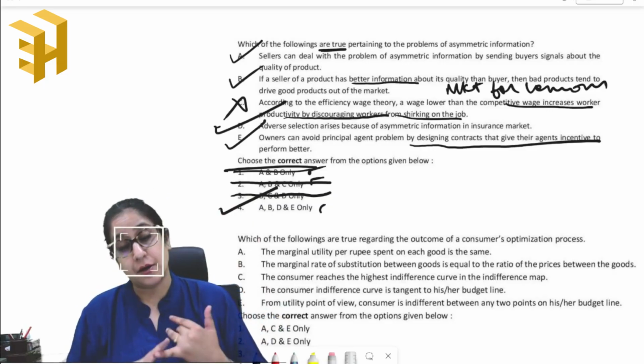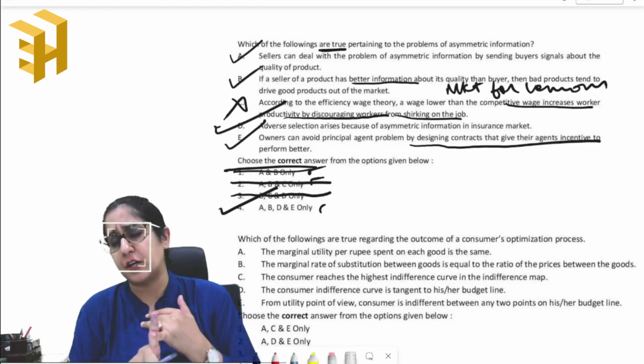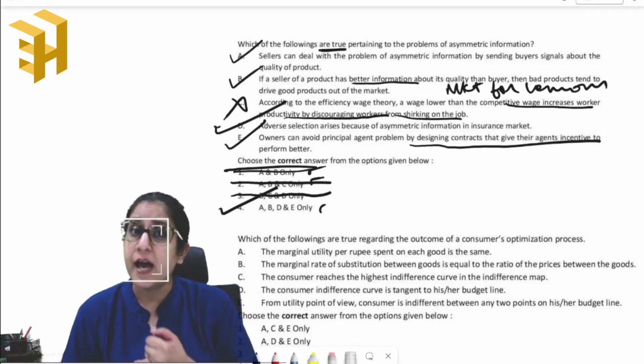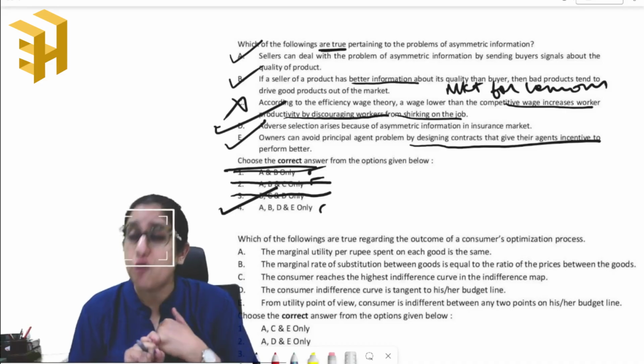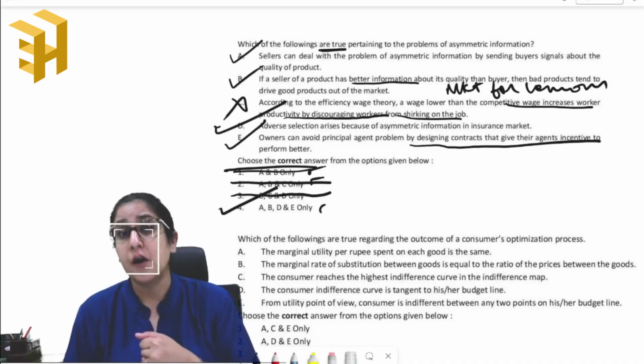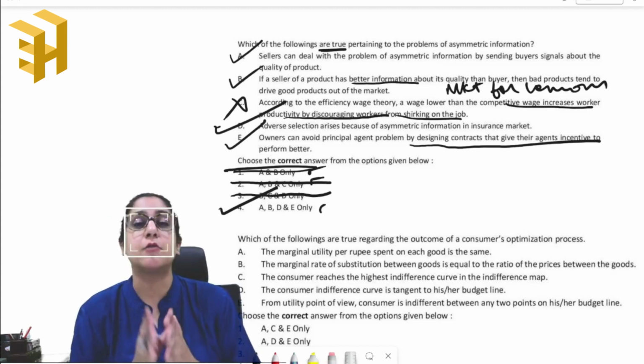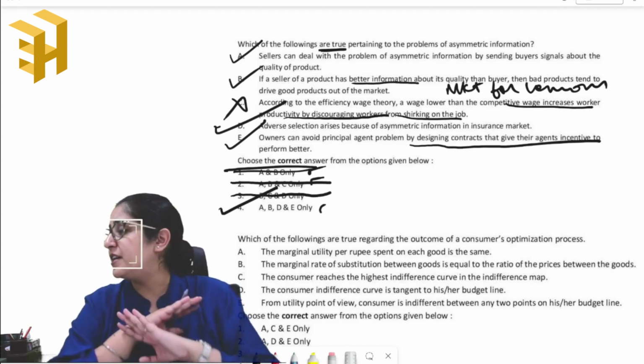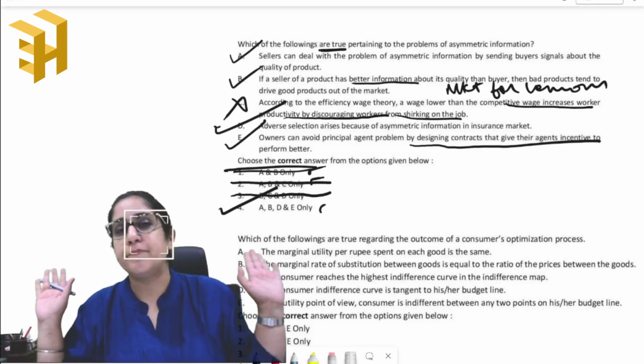Okay, but the very important condition here is that your basics should be very strong, and that's what we focus on a lot in Economics Harbor. We are very particular about the basics, that your basics should be clear. Once they are clear, then everything seems to be a piece of cake.